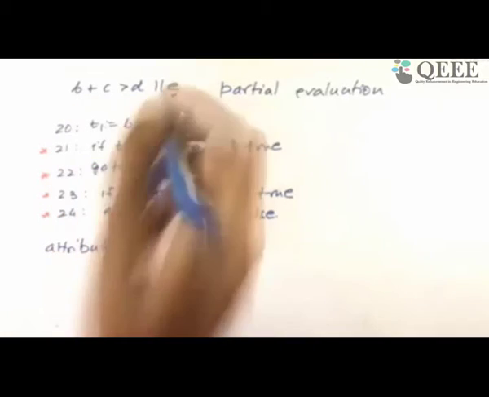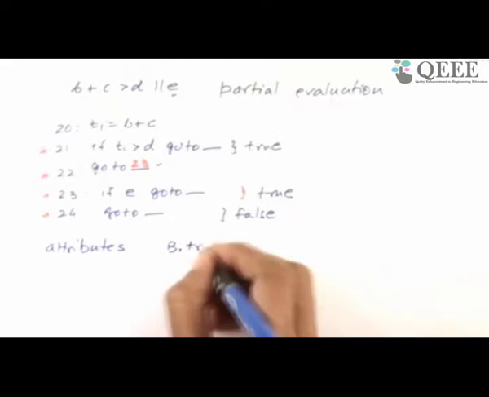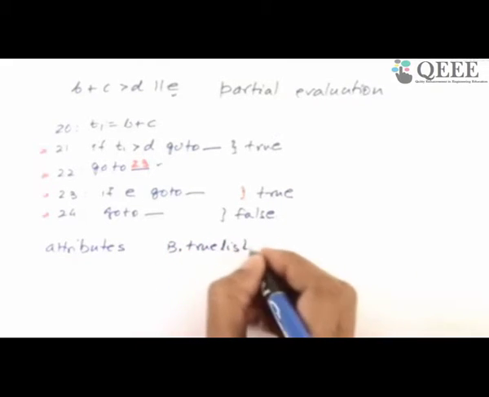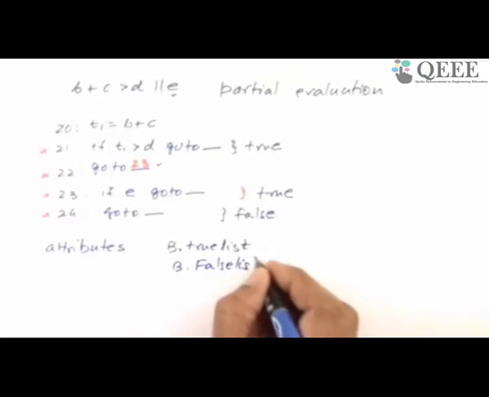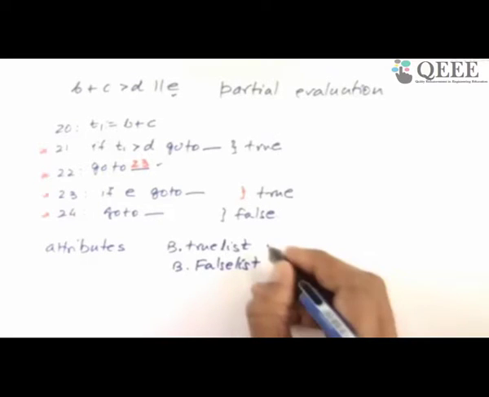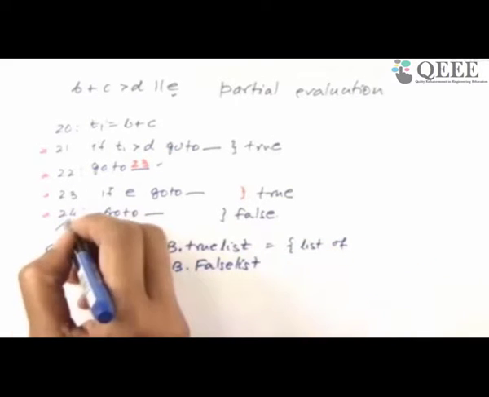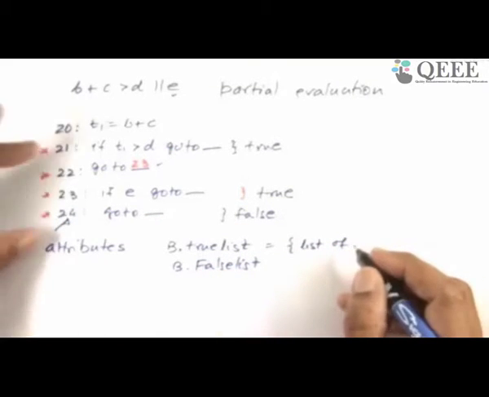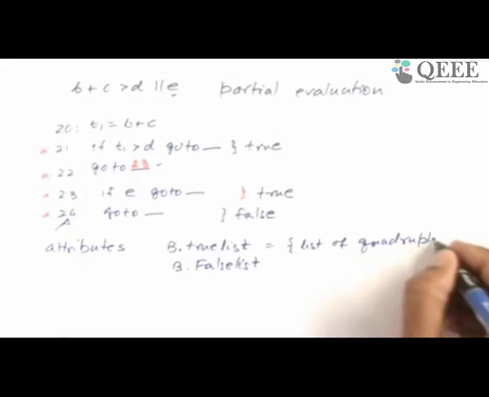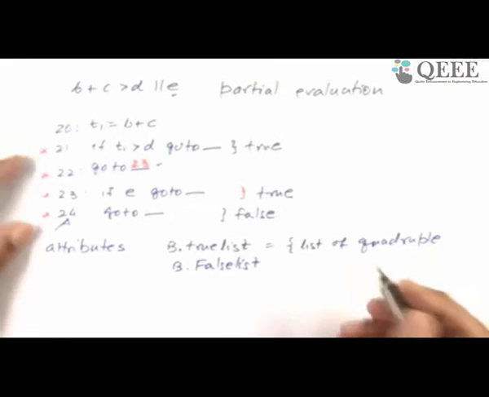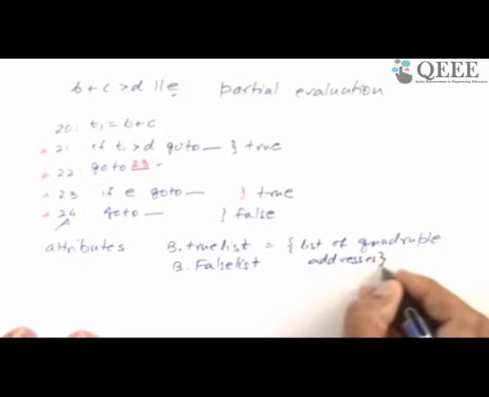So here is B, my non-terminal. We carry with us a true list of attributes. They call them B.TrueList. I think I have also called it the same. So what are these? Let's understand. This is a list of addresses, a list of addresses of this type. We call them quadruples. So a list of quadruple addresses, intermediate code addresses. This is also the same.